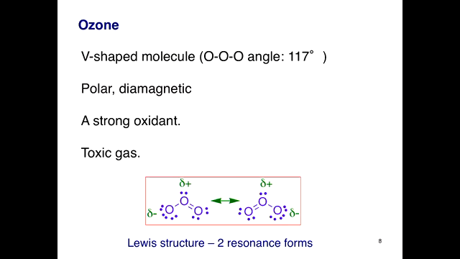Another form of oxygen we need to be aware of is ozone, a V-shaped molecule. I'm sure that would have been covered in Dr. Jamison's lectures. You can see it's got the V shape like that. There's a partial positive charge on the central oxygen and a partial negative charge distributed on the two terminal oxygens. This is also a strong oxidant. In fact, it's a stronger oxidant than dioxygen.